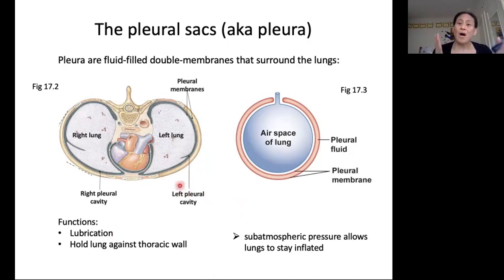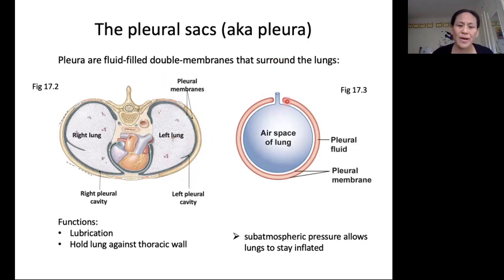Okay. Another main function of the pleural sacs is to hold the lung against the thoracic wall. This is basically via hydrogen bonding. You can think of it as, if you have two glass plates and you put them next to each other, they stick together. It's hard to pull them apart. That's what you're doing here with the pleural membranes. You're holding the lung against the rib cage using the magic of hydrogen bonding, okay?